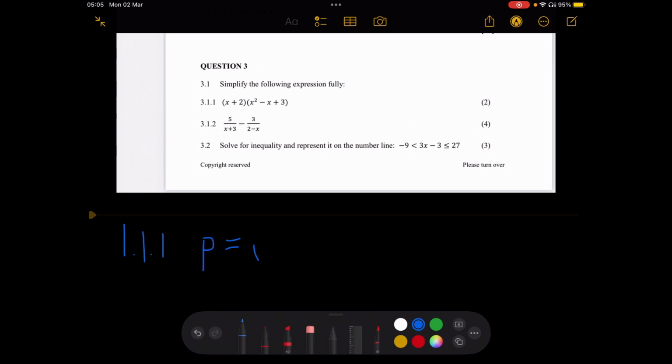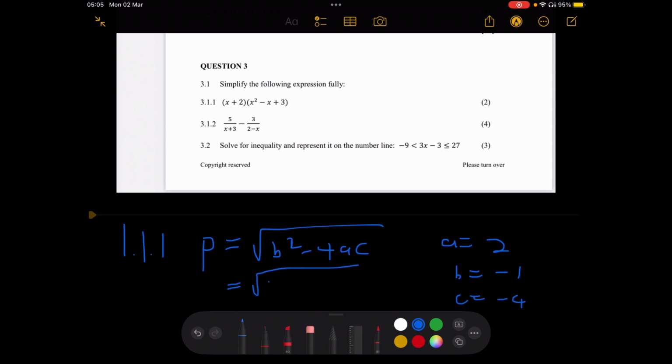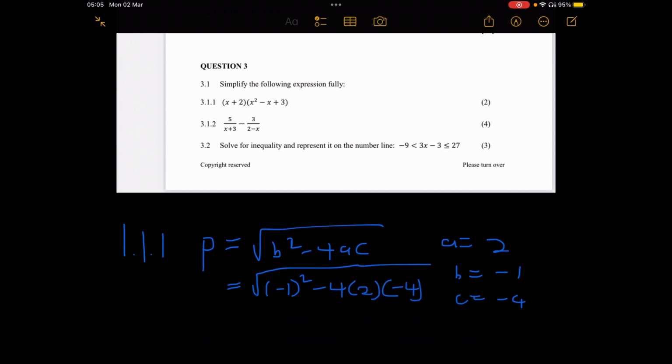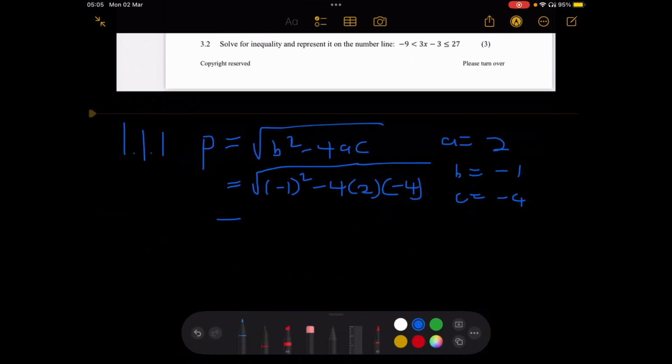1.1.1, you want to determine the value of P, which is given by B squared minus 4AC, where A is given as 2, B is given as minus 1, C is given as minus 4. And when you plug that into your equation, you're going to get minus 1 squared minus 4 times 2 times negative 4. Plug that in a calculator, you're going to get the square root of 33.